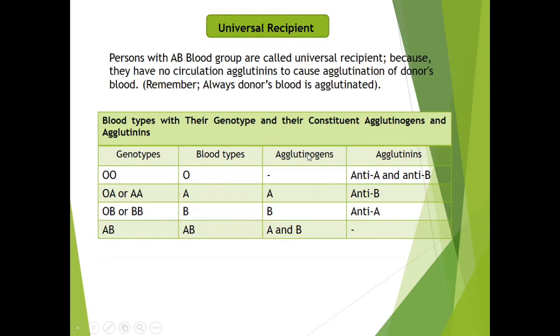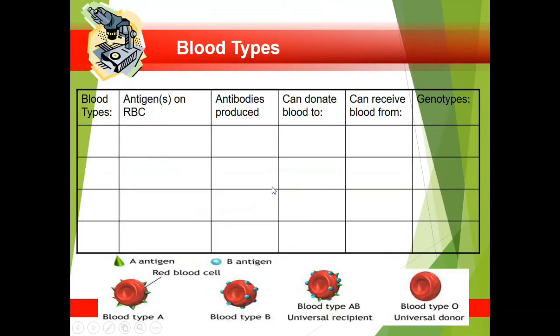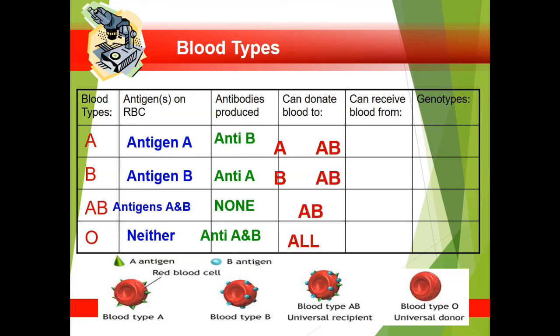So blood group A has antigen A while antibodies anti-B. He or she can donate to a person with blood group A or AB, and can receive from a person with A or O blood group. This is all discussed in this table. It is also with the genotypes. What are the alleles present on the chromosomes?